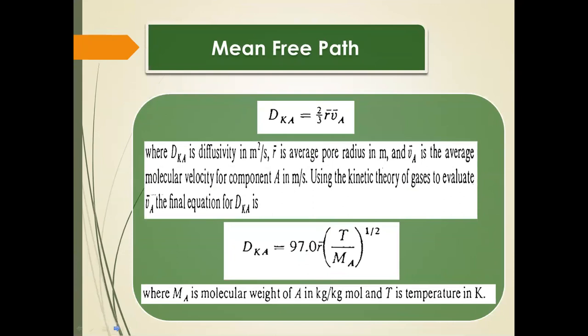Now, if we will determine the diffusivity that's represented by D sub KA, having the units meter squared per second, this will be our formula. It's dependent on the average pore radius, and this has to be known in meters, and V sub A, which is the average molecular velocity of your molecule A or component A in meters per second. If we use the kinetic theory of gases to evaluate this average molecular velocity, then the final equation for our diffusivity will be 97.4 r-bar, where r-bar is the average pore radius, multiplied to the square root of the absolute temperature in Kelvin over the molecular weight of the gas molecule.